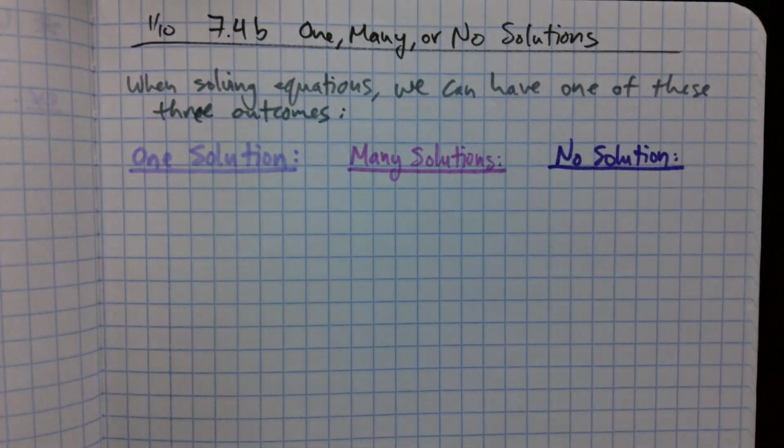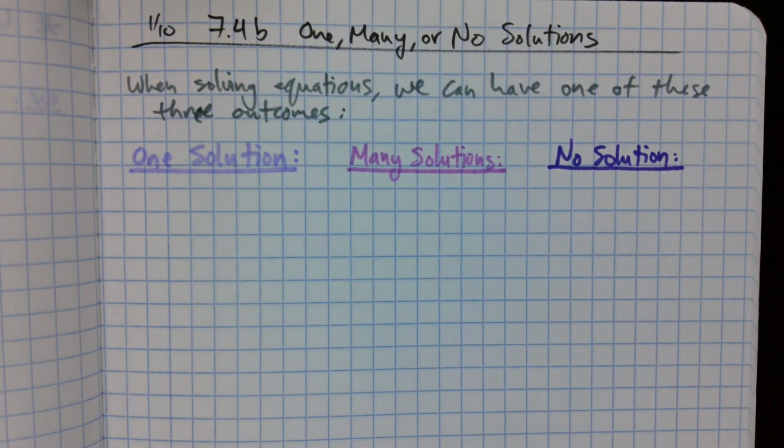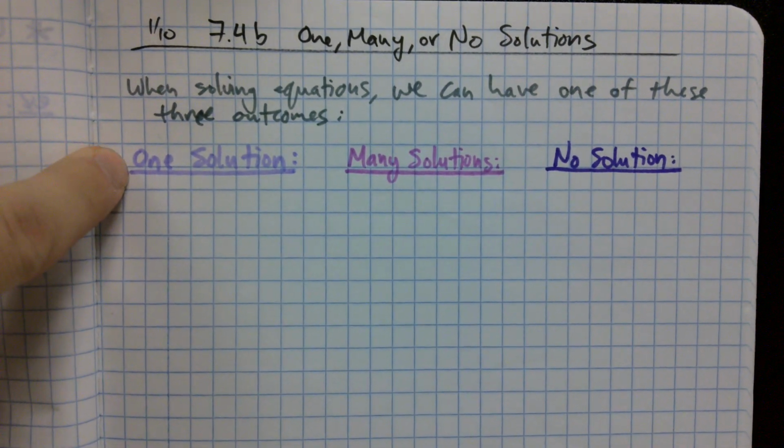When we go ahead and solve equations, we have been working with only one of these three options or outcomes so far. We've been finding equations with one solution.